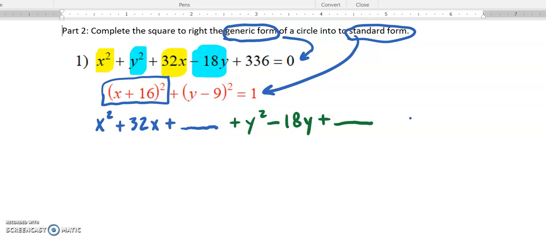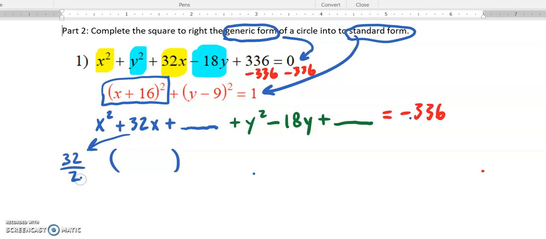And then I said I was going to subtract 336 over to the other side of the equation. So now I'll have minus 336. All right, so working with the x's. If I look at 32 and I take half of 32, that gives me 16. That's the number that has to be in my perfect square binomial. But now if I square 16, that has to give me the blank. So we'll go on my calculator real quick. 16 squared is going to be 256.